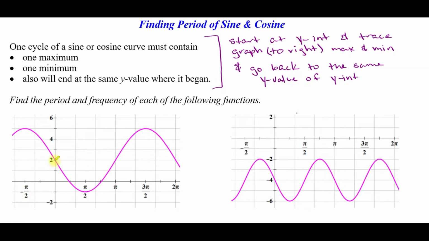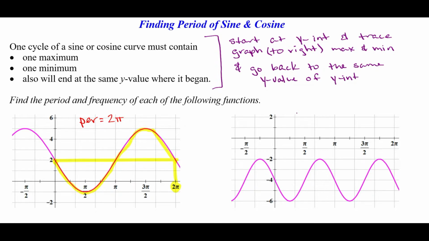So if we look at this first graph, I'm going to look at the y-intercept. The y-intercept is 2. So now I'm going to start tracing the graph to the right. I hit a minimum, and I'm going to keep going, and I hit a maximum. So I've hit the maximum and the minimum, but I have to come back to the same y value where we started. So this horizontal distance here is my period. The easiest way to figure out what that is: come down to the x-axis, and that's going to be your period value. So here we're going to say the period of this function is 2 pi.